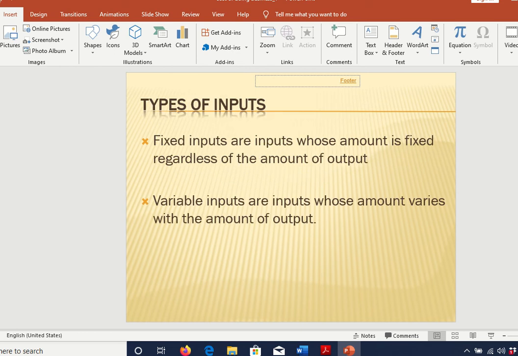So that brings us to the types of inputs. Just now, in the example of the factory, we have two types of inputs. The worker is a variable input, meaning we can keep changing the amount of workers. And then we have the machine and the space of the factory, which are fixed inputs because they don't change. Fixed inputs are inputs whose amount is fixed regardless of the amount of output. Variable inputs are inputs whose amount varies with the amount of output.